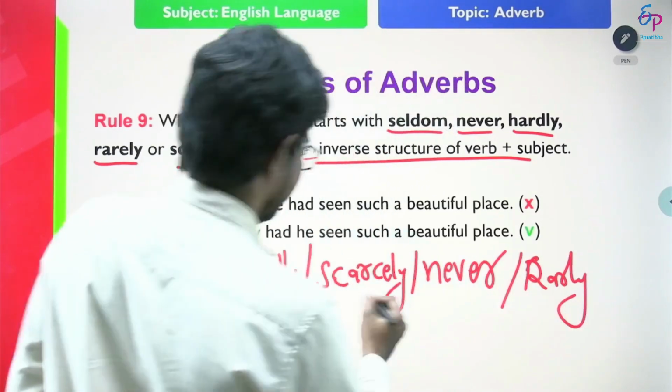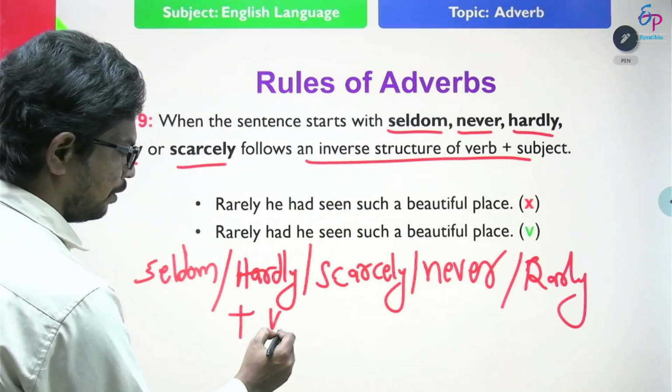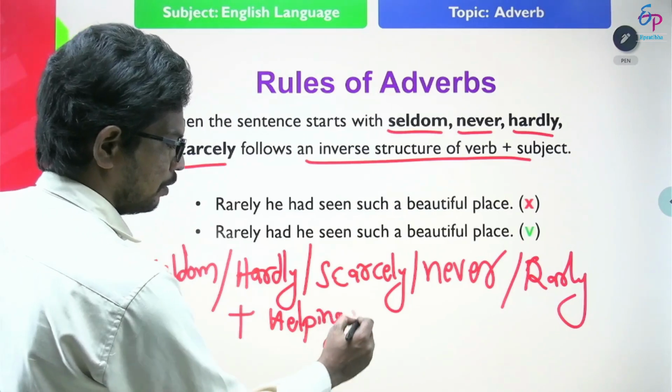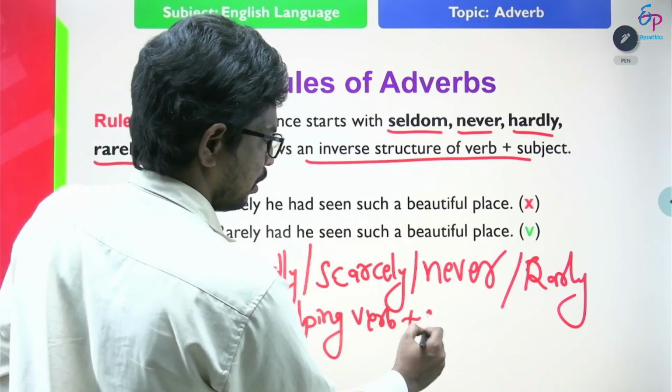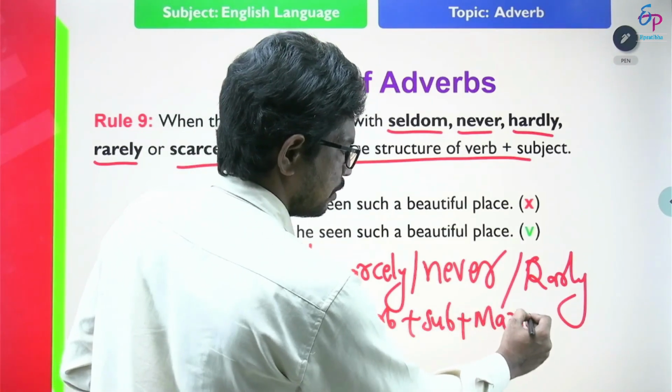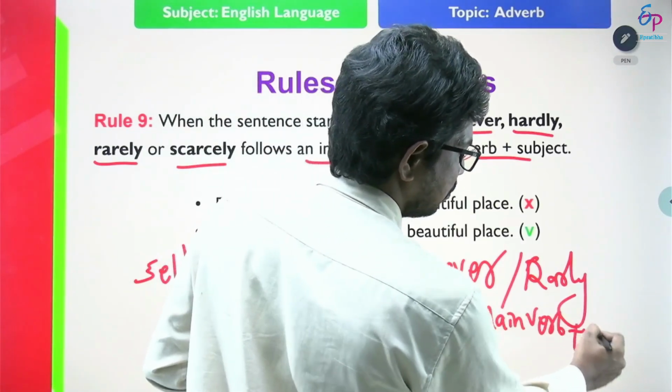When the sentence starts with these words, a helping verb should be used. Helping verb plus subject plus main verb plus object should be used.